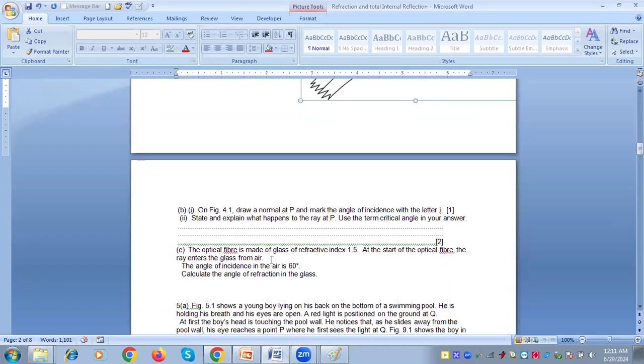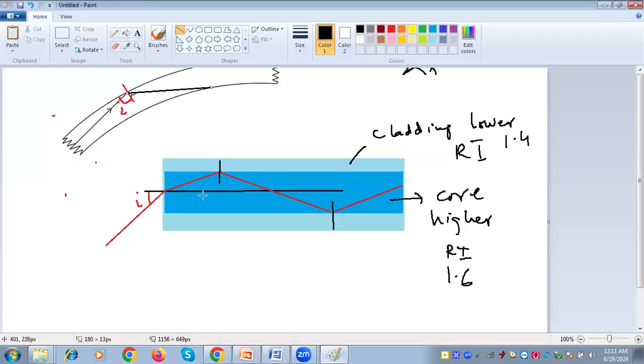The optical fiber is made up of glass of refractive index 1.5. At the start of the optical fiber, the ray enters the glass from air. The angle of incidence in the air is 60. Calculate the angle of refraction in glass. Okay, so the ray is entering at 60 degrees. Let me take this previous figure. This angle is 60 degrees. So what should be this angle?